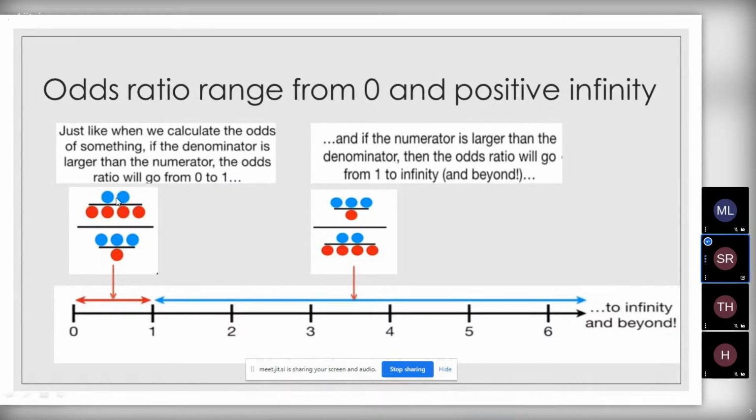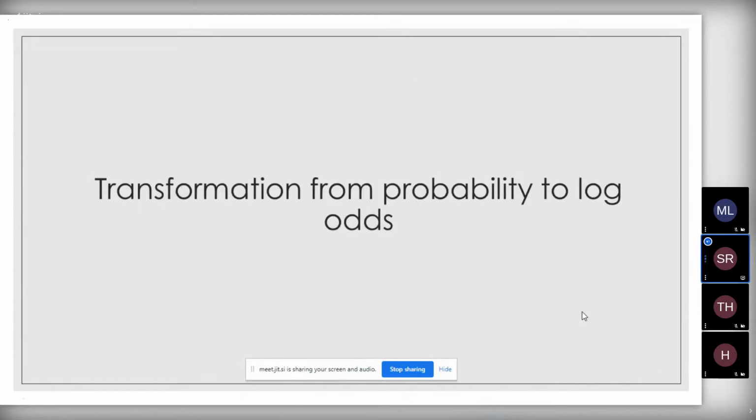If our denominator is larger than the numerator, we will get a ratio from 0 to 1. If our numerator is larger than the denominator, we get a value from 1 to positive infinity. That's why we need to log the odds to get a symmetrical scale.